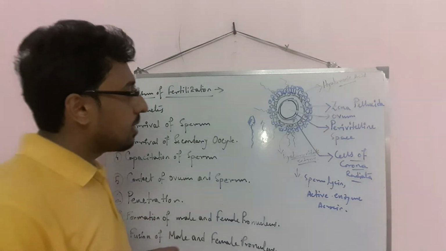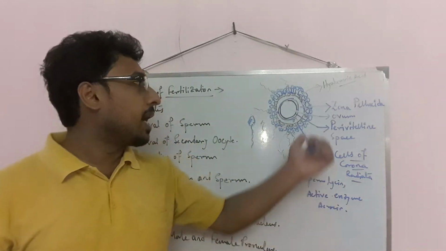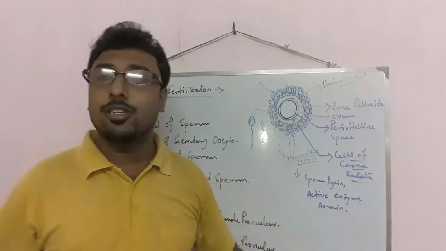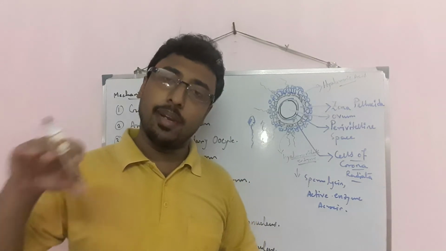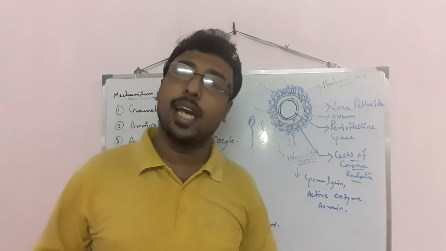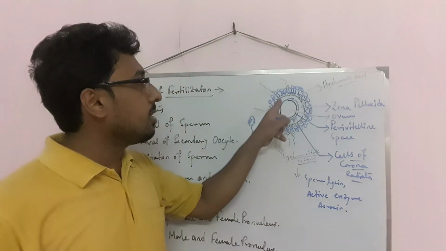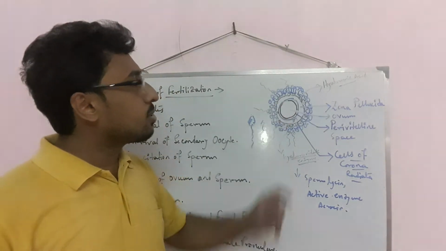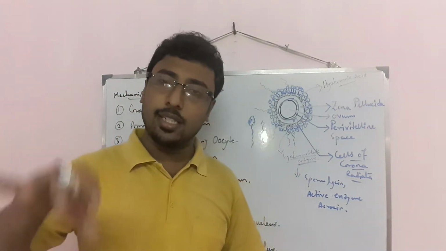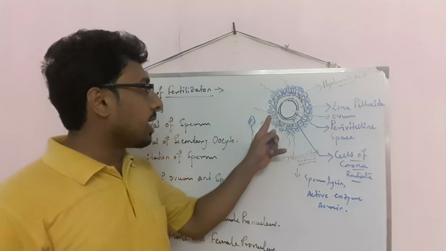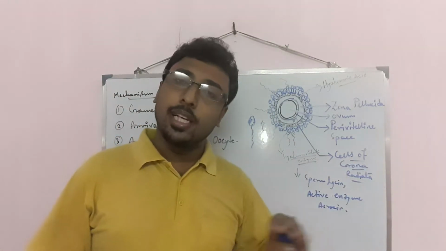In the second phase, what will occur? The acrosome easily digests the cells of corona radiata. From here the head of the sperm enters, so it will completely digest it, and therefore the head of the sperm will touch the second layer, that is zona pellucida. After the corona radiata cells there is the second layer, zona pellucida, and the head of the sperm will touch it.